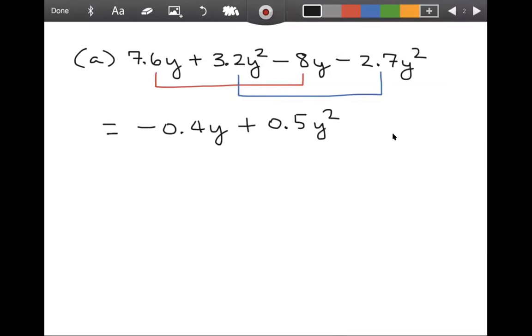And that right there is a perfectly good answer. I've noticed that sometimes when students come to me, they've already come in the habit of writing the terms in descending order of powers, which will be useful for something that we're doing later. So I'll just point out that you could either leave it like that, or if you want to, you could reorder the terms. Just be sure to keep the minus sign on the negative 0.4y. So either one of those would be a good answer.